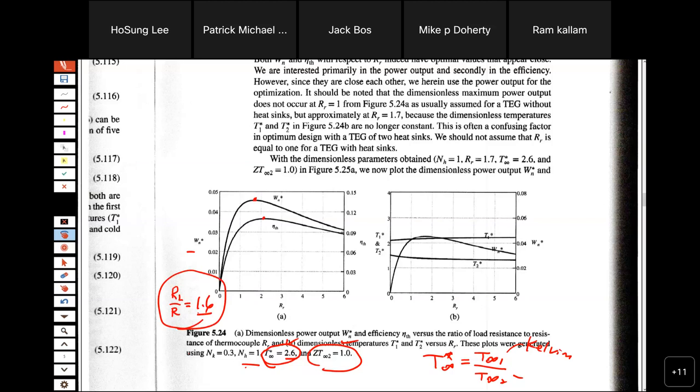One is almost impossible to have, one RL over R, because T1, T2 is changing. Do you see that? T1, T2 is changing. Not constant. What is constant? T infinity is constant. T infinity is constant. So again, the efficiency is very close to about 1.6 or 2, about 2 anyhow.